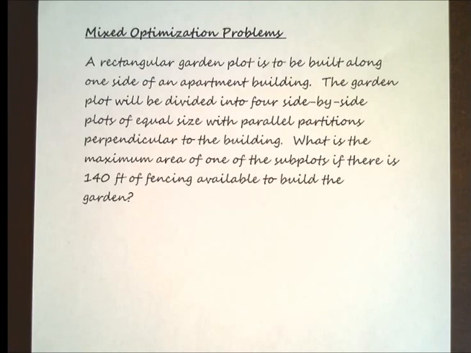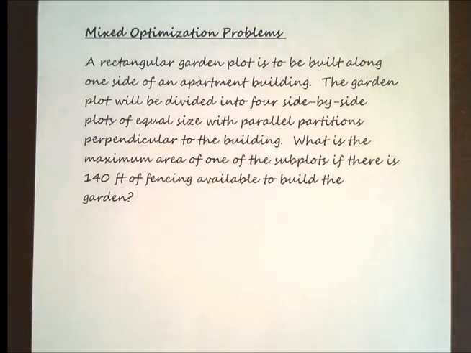Optimization problem for AP Calculus. Let's read the problem. A rectangular garden plot is to be built along one side of an apartment building. The garden plot will be divided into four side-by-side plots of equal size with parallel partitions perpendicular to the building. What is the maximum area of one of the subplots if there is 140 feet of fencing available to build the garden? Well, this is a case where a diagram will probably help.